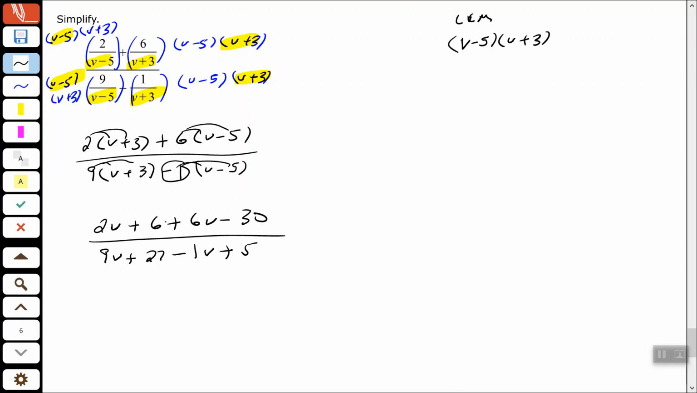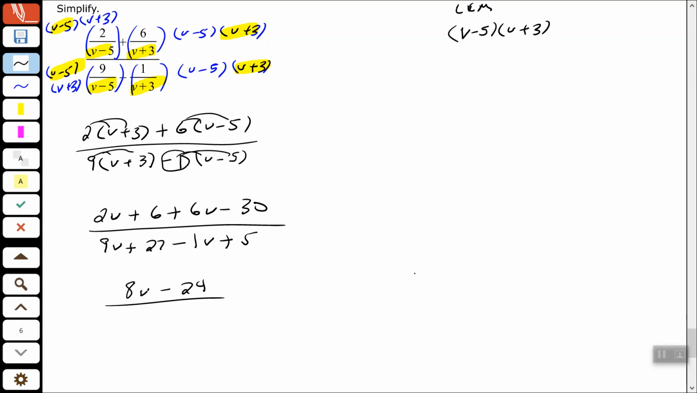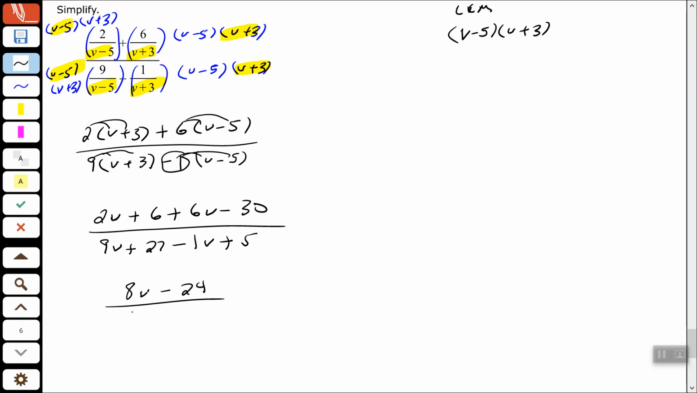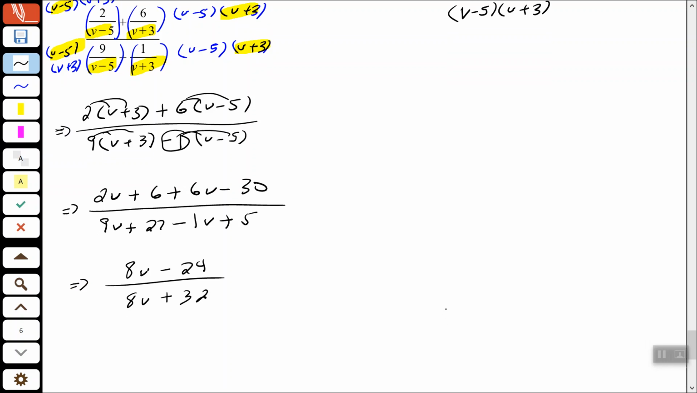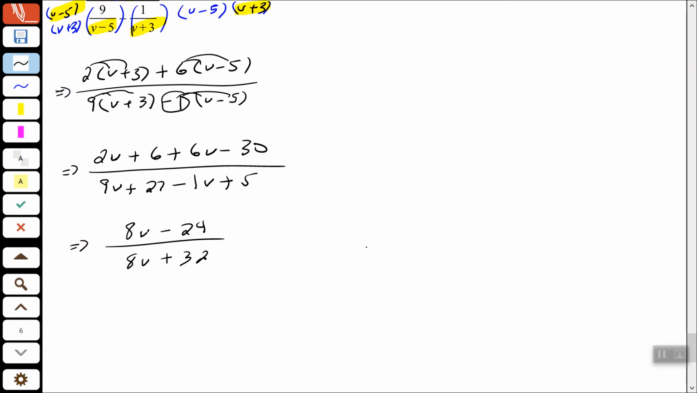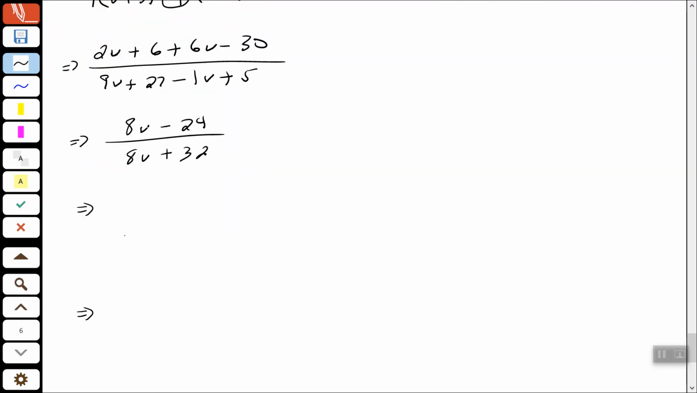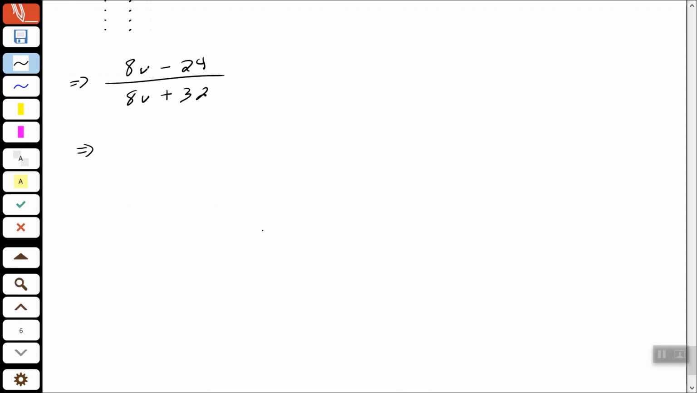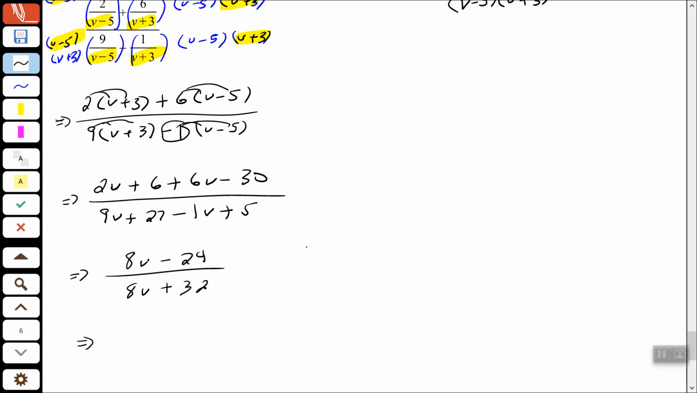So we have 2v plus 6v is 8v in our numerator. And then 6 minus 30 is -24. Okay, our denominator, we have 9v minus 1v is 8v in our denominator. And 27 plus 5 is positive 32. Okay, next step is to factor if possible, and we have common factors that we can factor out of the numerator and denominator. In the numerator, we need to factor an 8 out of 8v minus 24.